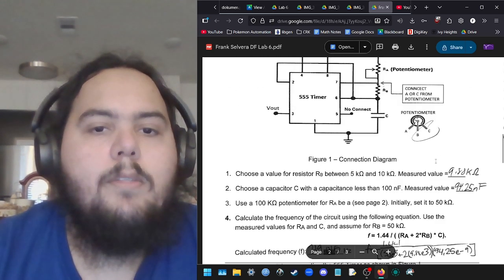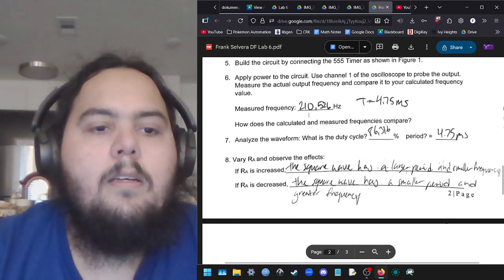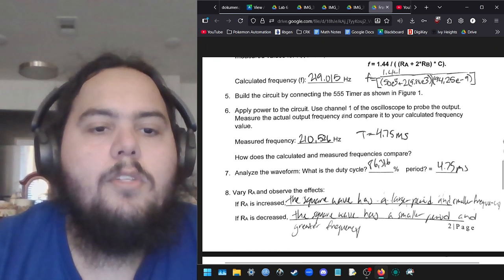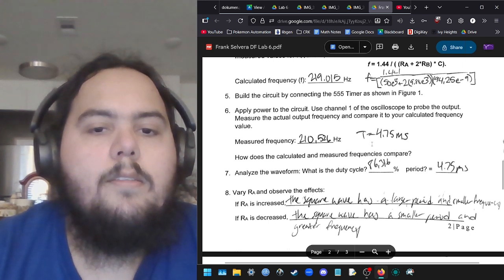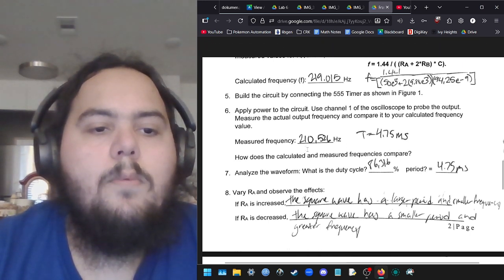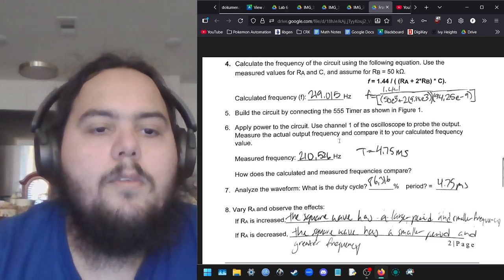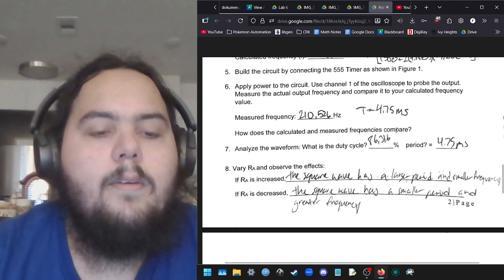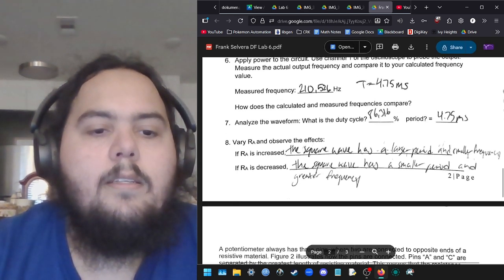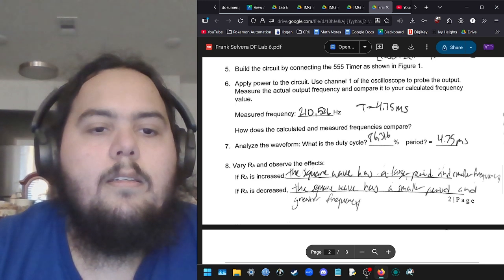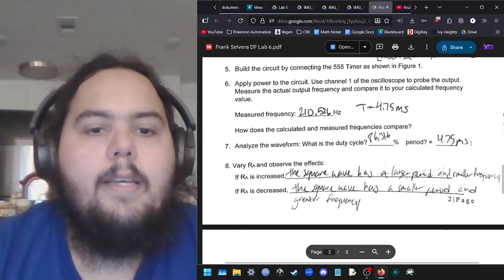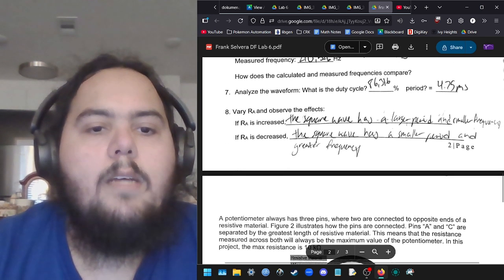Then after I built the circuit, I measured the frequency of the circuit using an oscilloscope, and it was 210.526 hertz, which was really close to the calculated value. And then I calculated the duty cycle and the period. The period is just the reciprocal of the frequency, so that's how I calculated that.